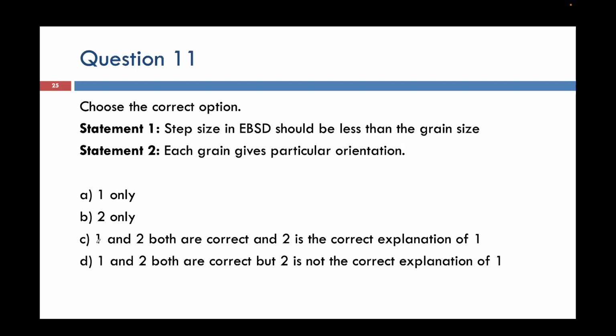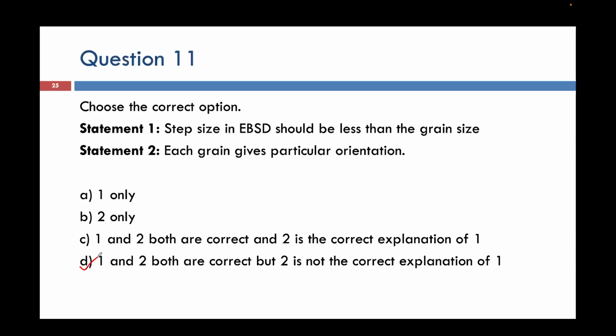Choose the correct option. Statement 1: step size in EBSD should be less than the grain size. Statement 2: each grain gives a particular orientation. So what will be the answer? 1 and 2 are correct and 2 is the correct explanation of 1, or 1 and 2 both are correct, but 2 is not the correct explanation of 1. What would be the answer? C. 1 and 2 both are correct, 2 is the correct explanation of 1. We'll see. No, I think D is the correct answer.